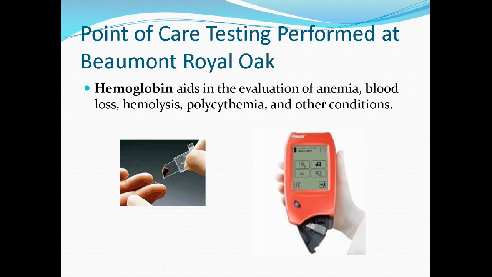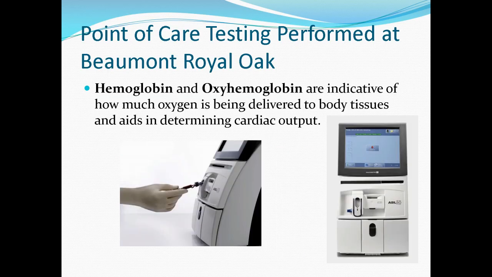Hemoglobin is tested on our HemoCue instrument. It is used to evaluate anemia, blood loss, hemolysis, polycythemia, and other conditions. The ABL-80 instruments are used to test for hemoglobin, which we discussed in our last slide, and oxyhemoglobin, which can be used to determine how much oxygen is being delivered to body tissues.